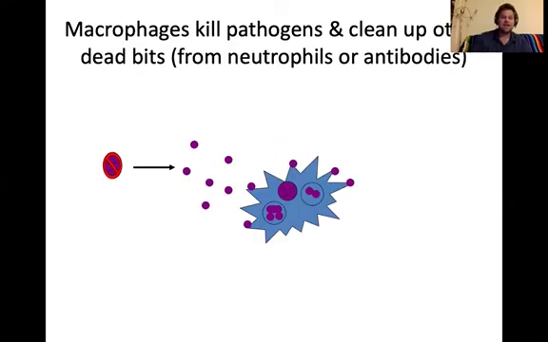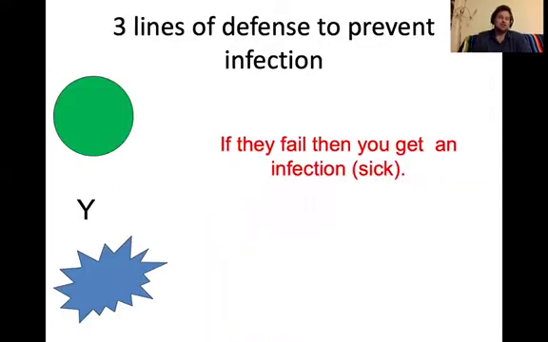All right, and then finally, the macrophages also kill pathogens. They swallow up a pathogen and eat it. The other thing they do is that any other pathogen that dies gets broken up into little bits, and the macrophages are responsible for engulfing those and destroying them. So they act to clean up the area. All right, so that's it. Those are your 3 lines of defense.